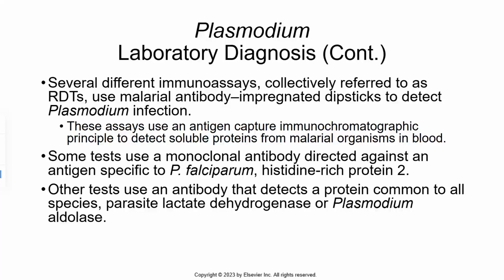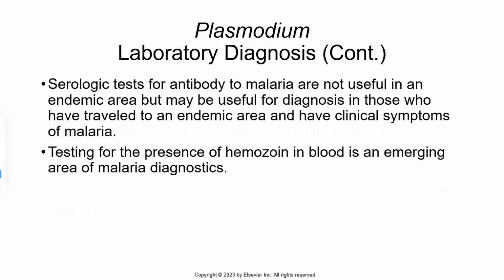Several different immunoassays, collectively referred to as RDTs, use malarial antibody impregnated dipsticks to detect Plasmodium infection. These assays use an antigen capture immunochromatographic principle to detect soluble proteins from malarial organisms in the blood. Some tests use a monoclonal antibody directed against an antigen specific to P. falciparum, histidine-rich protein 2. Other tests use an antibody that detects a protein common to all species, parasite lactate dehydrogenase or Plasmodium aldolase.